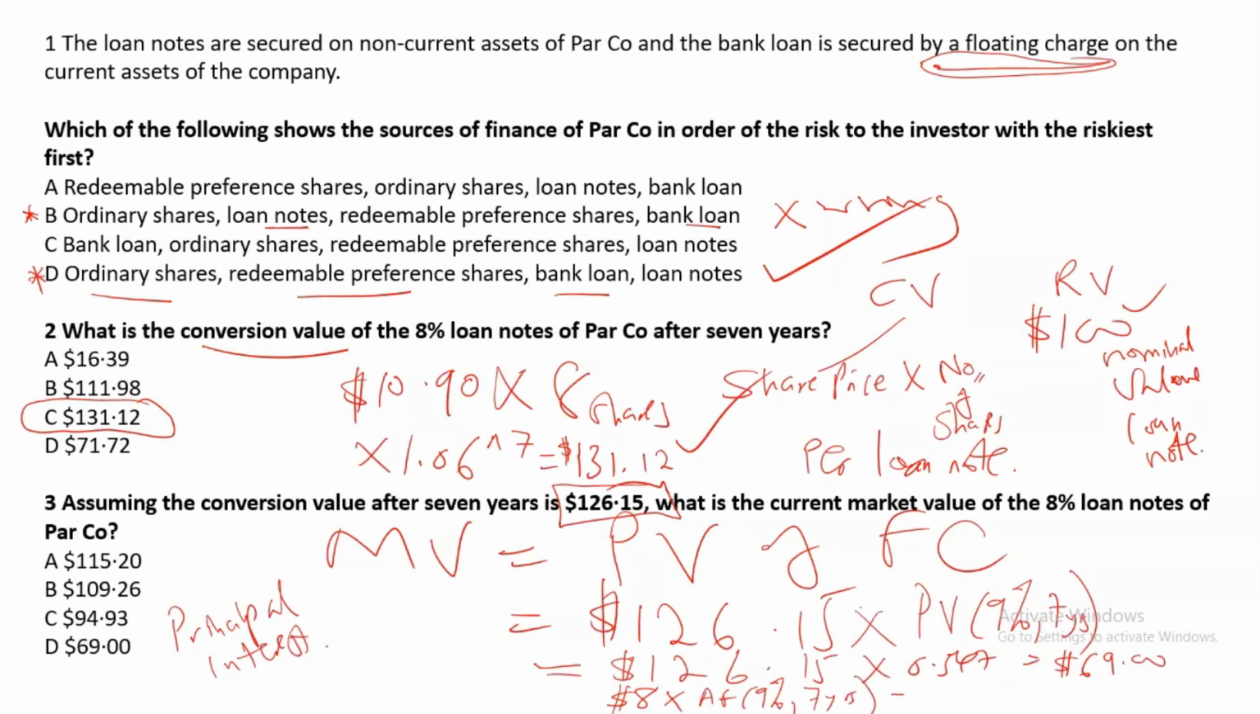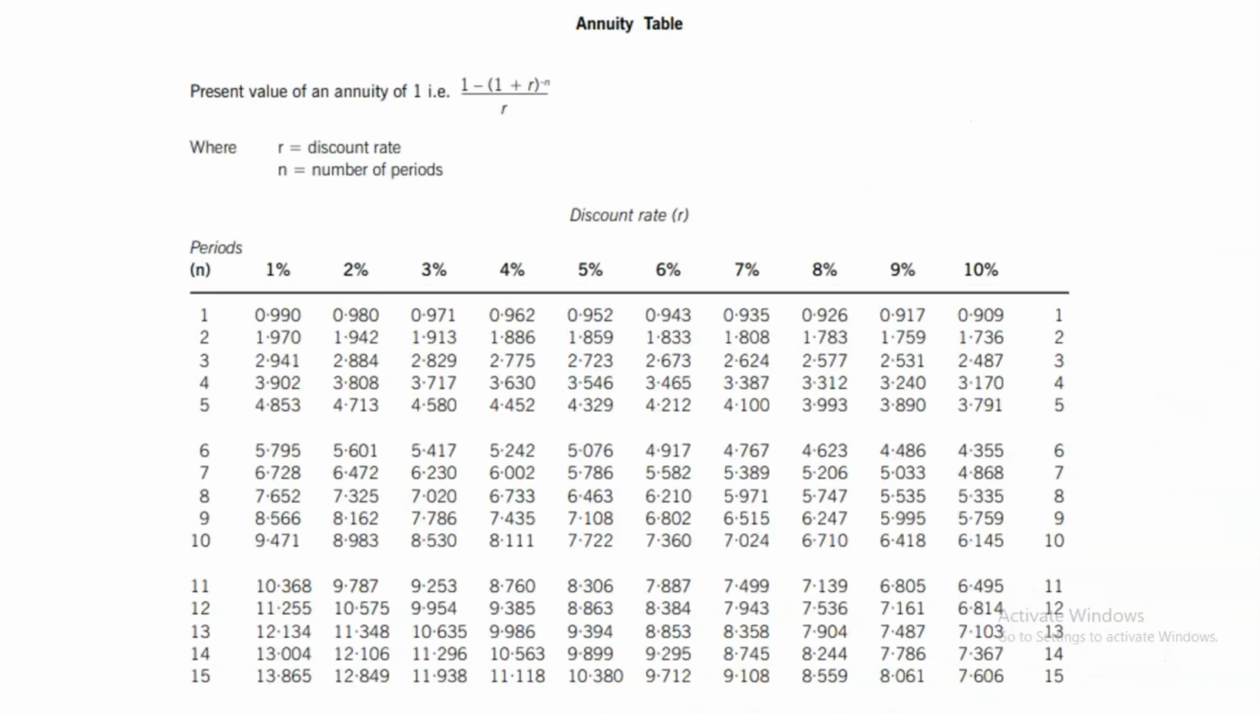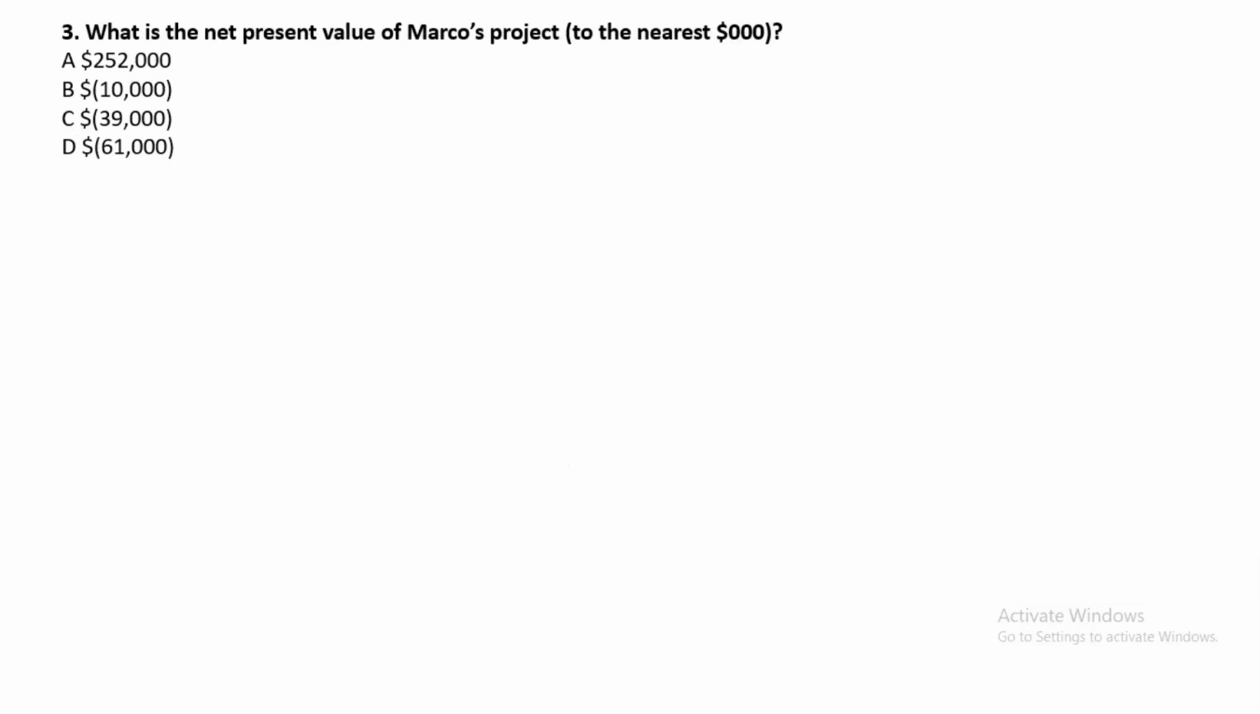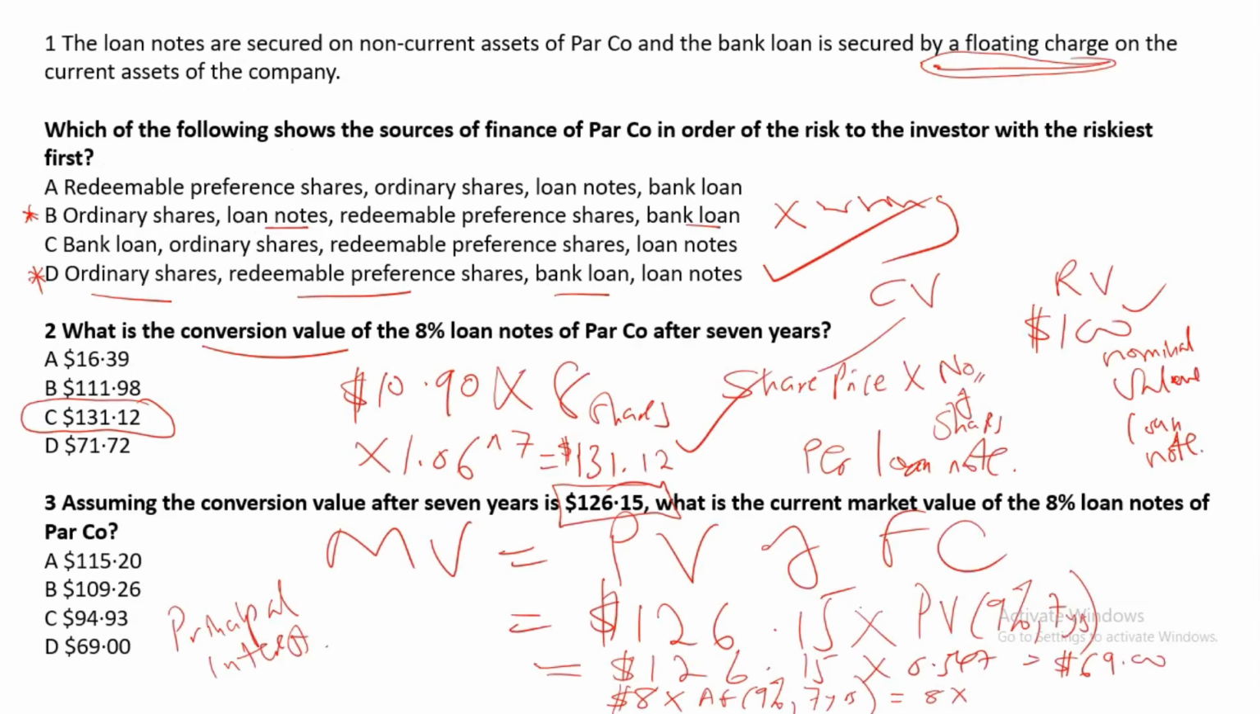This time we are using the annuity factors. So this comes to 8 multiplied by, if we go to the annuity tables, we do the same thing, 7 years, 9%. So you will see that the annuity tables tell us 5.033. So let us compute that. 8 multiplied by 5.033 comes to 40.264.